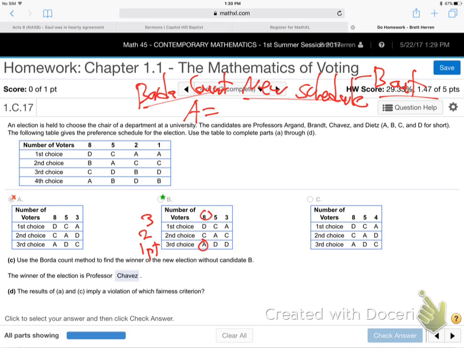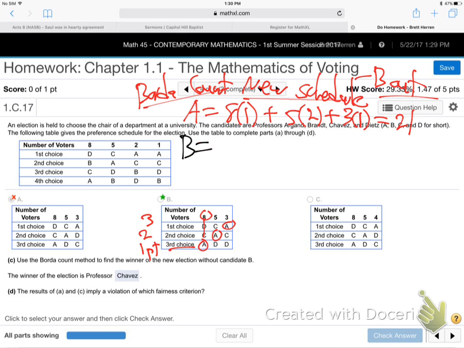That's what we're looking at. What's fair? What's right? Let's recalculate. How many does A get? A gets 8 1-pointers, right? 8 people put A last, 1 point. A gets 5 2-pointers, and A gets 3 for first place. What is that? 18, 21? Let's go to B.